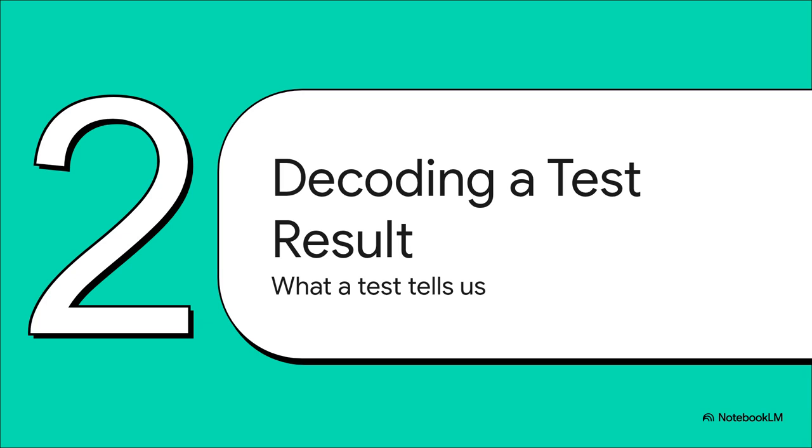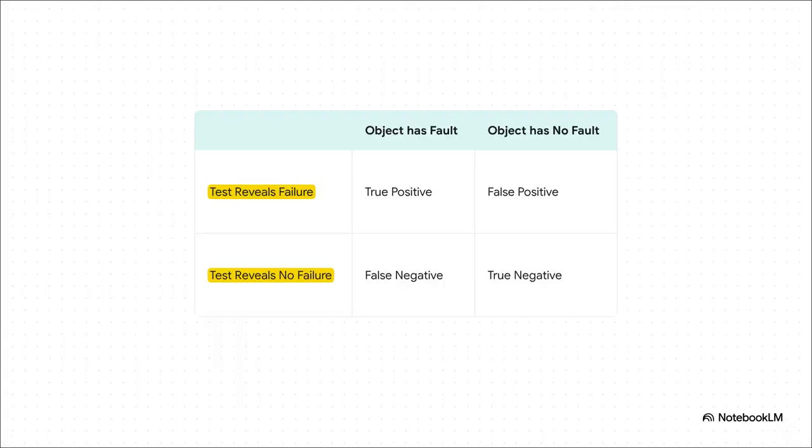Now when a test runs, what is it really telling us? Because it's not just a simple pass or fail. Oh no, it's way more interesting than that. So this little grid here basically breaks down the 4 possible outcomes of any test. Think about it like this. Across the top, that's reality. The software either has a bug or it doesn't. And then down the side, that's what your test says happened. It either reported a failure or it didn't. When you put those together, you get 4 very different situations.